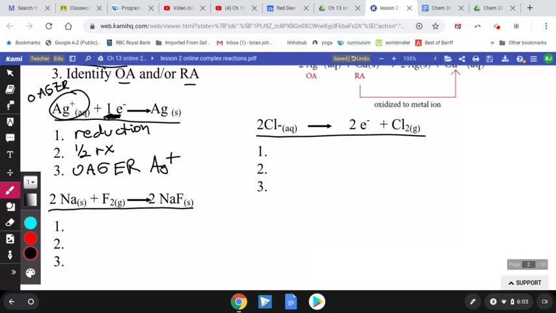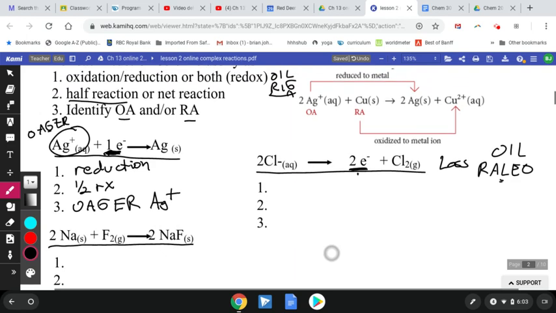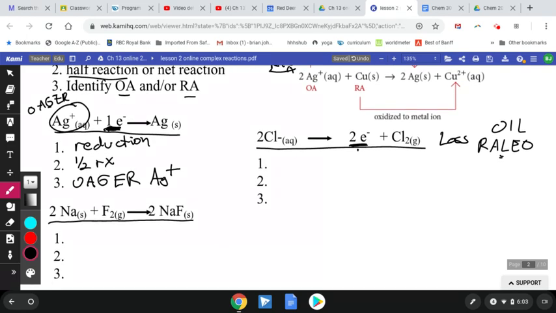Okay, so first reaction. We've got electrons on the product side, so that means that it is a loss. So we're using the L reactions, OIL for loss and RALIO for loss. Okay, so first question, is it oxidation or reduction? Oxidation is a loss.